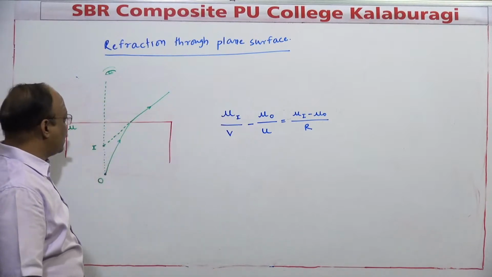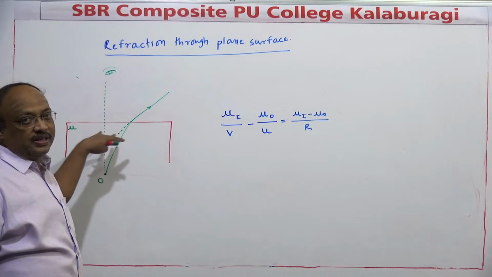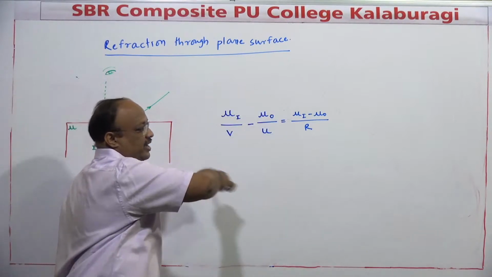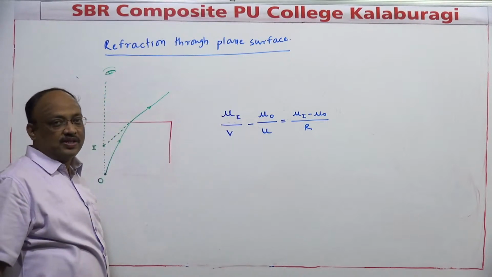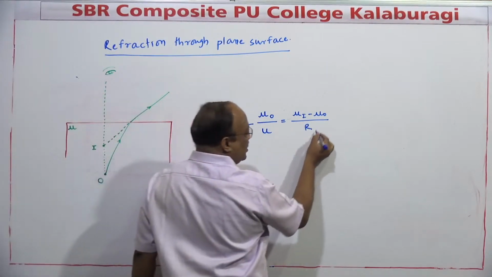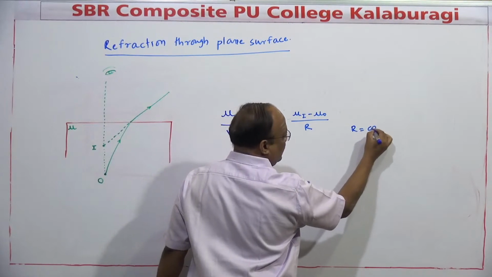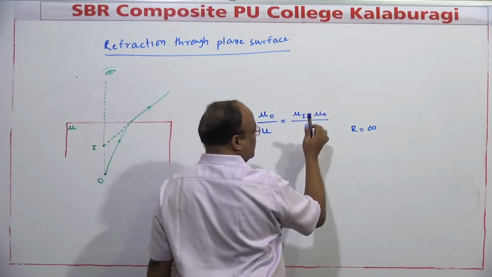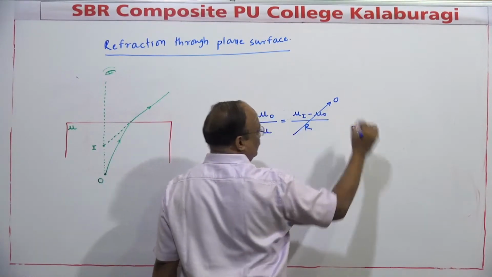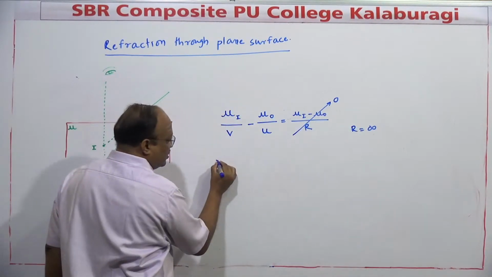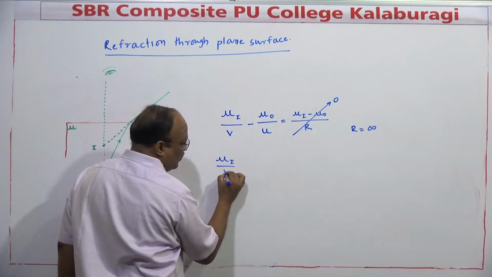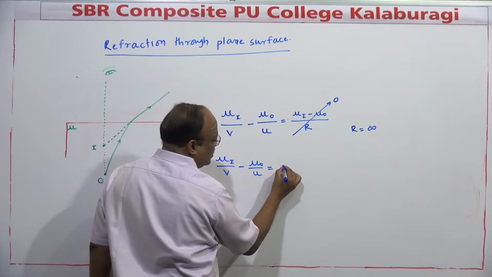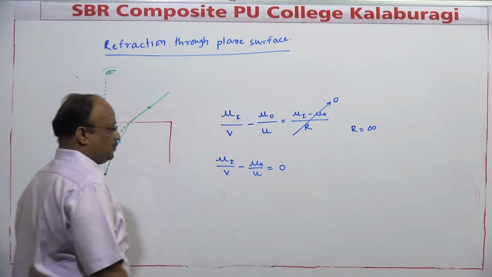Of course, here the surface where the refraction is occurring is not curved, but we can very easily use this as a shortcut. So here our R is infinity, and then this whole term becomes 0. So I can write mu I by V minus mu O by U is equal to 0.